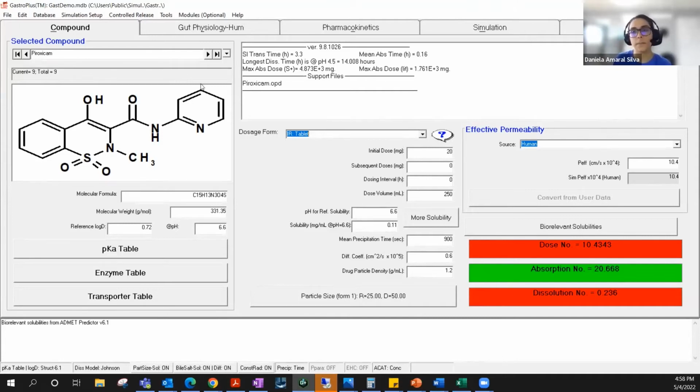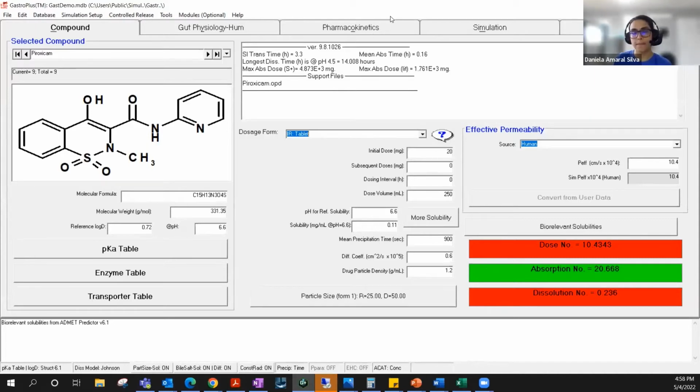So in the case of piroxicam, the first thing they would see is, well, I do have a high permeability value. And that is also confirmed by the green background in the absorption number. However, both dose number and dissolution number have a red background. So that means I will most likely have a problem with solubility. And then we would work around those problems and see how we could circumvent certain problems.